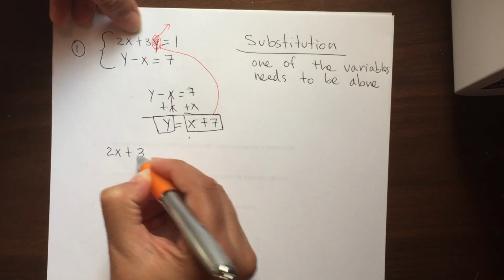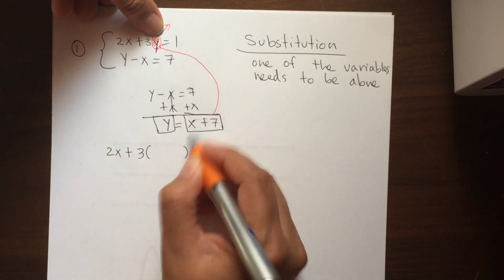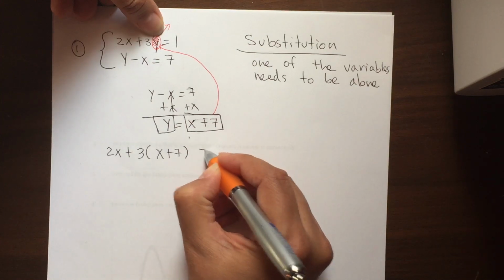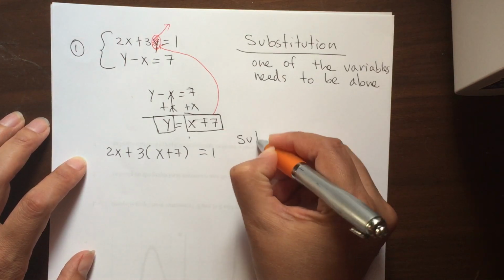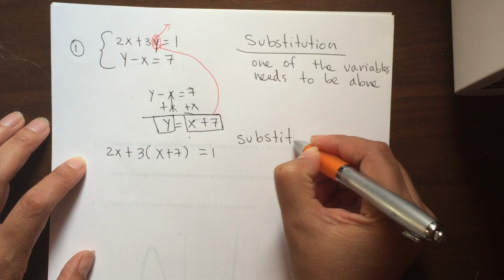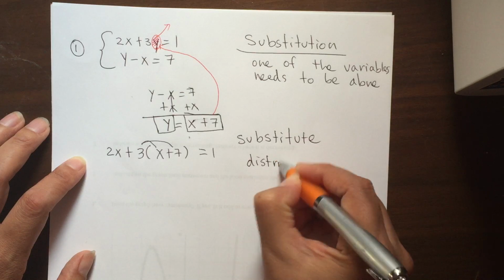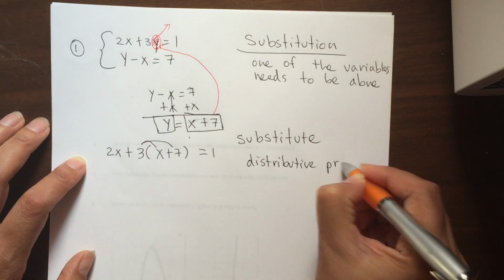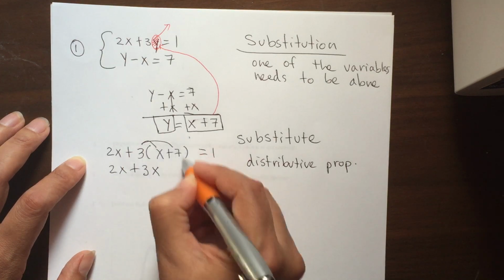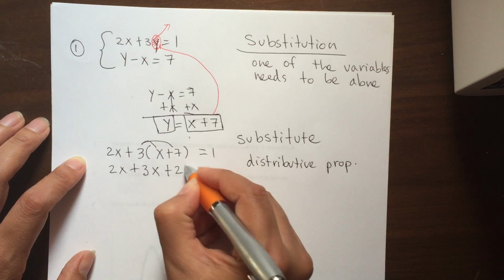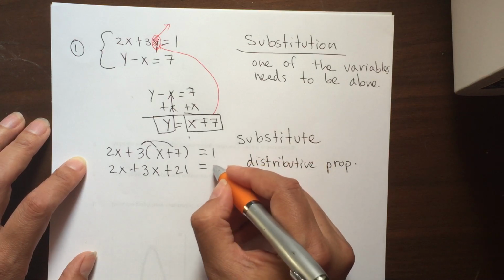Okay, so my equation will look like 2x plus 3 times, instead of y, I'm going to put the value of y, which is x plus 7, equals 1. So I just substitute, right? Substitute. The next step is to do distributive property. And so I'm going to get 2x plus 3x, 3 times 7 is 21. Remember that we need to multiply both of the terms inside of the parentheses times that 3, equals 1.